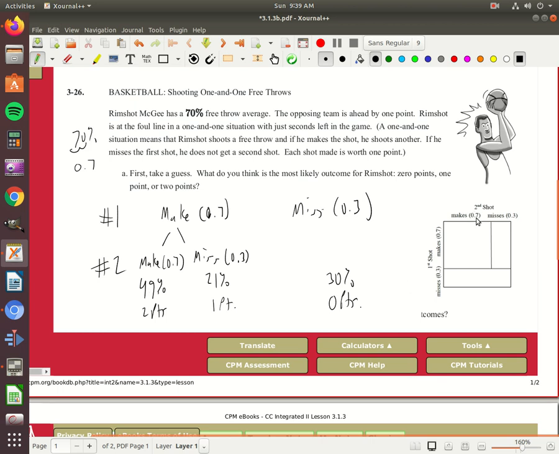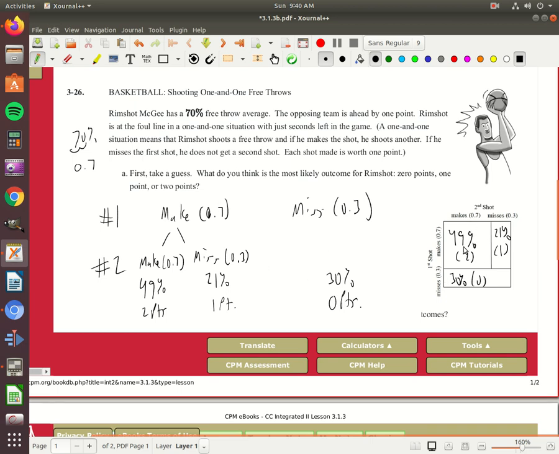So let's take a look. 0.7 times 0.7 is 49%, and that would be 2 points. 0.7 times 0.3 is 21%, and that would be 1 point. And 30% chance that he'll get 0 points. So you can see it's the exact same setup over here. So whether we use the tree diagram or the area model, we assume that he will make the 2 points most often.